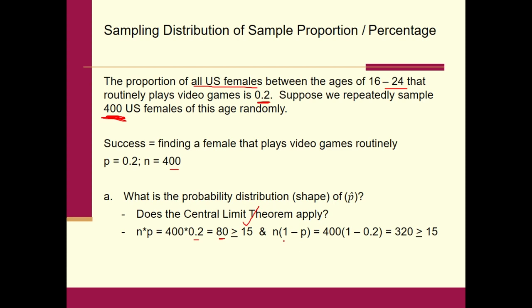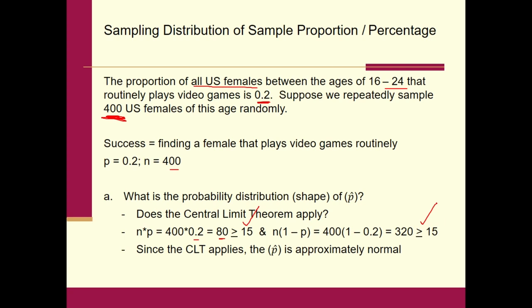Let's figure out the other side. n times 1 minus p, that's 400 times 0.8, which is 320, that's greater than or equal to 15. Yeah, check mark. We got that side, so does the central limit theorem apply? Absolutely. The sample size is large enough. So since the central limit theorem applies, the sampling distribution of p hat is approximately normal. It should be nice and bell-shaped like we just saw in StatCrunch.